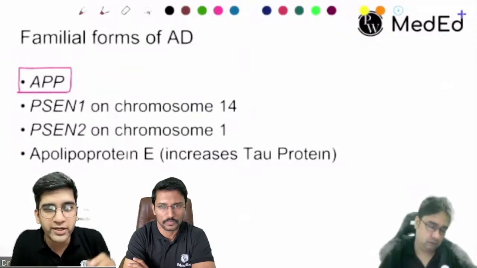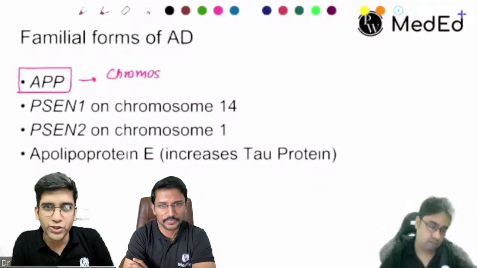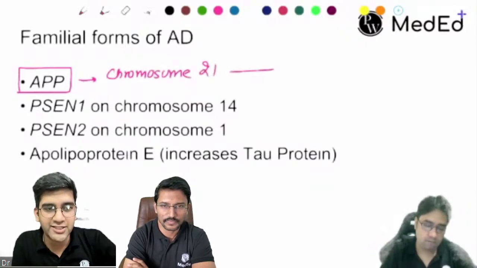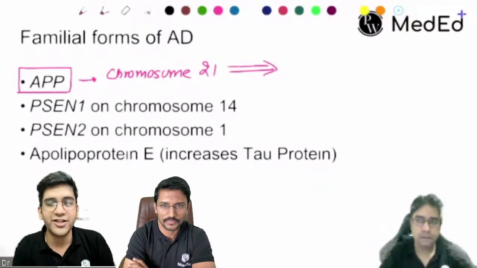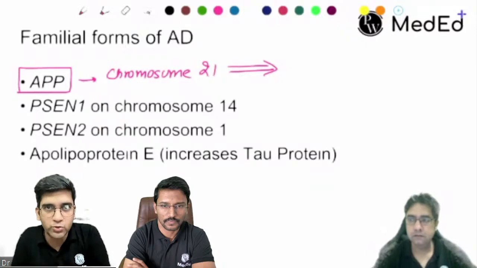What disease comes to your mind when you think of trisomy 21? I'm sure you know this answer. I want you to comment, right? Perfect, Rajat. Rajat said yes, it will happen. I want you guys to comment here. So what disease comes to your mind when you have trisomy 21? Because APP is seen in chromosome 21.